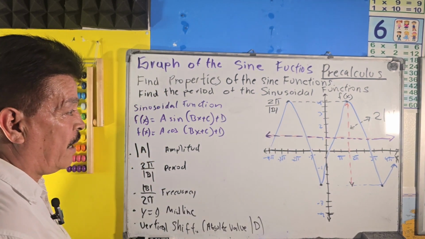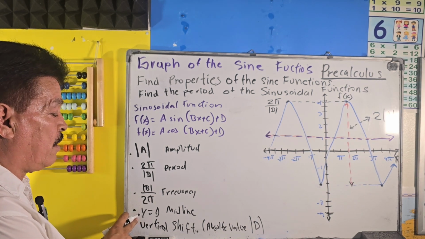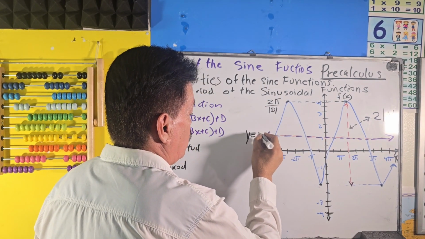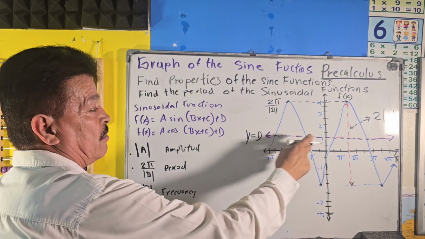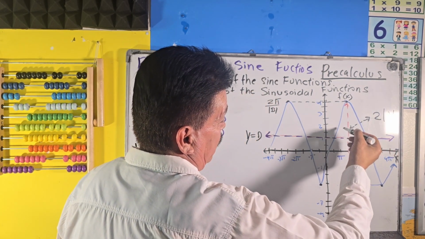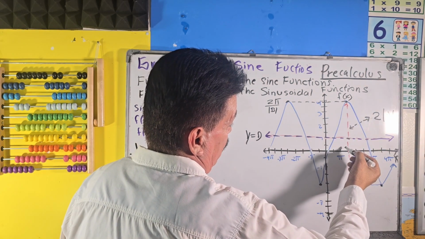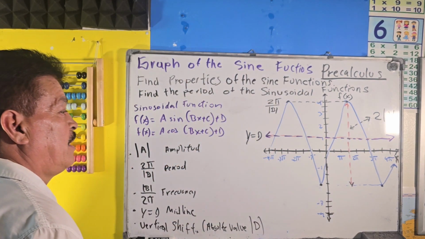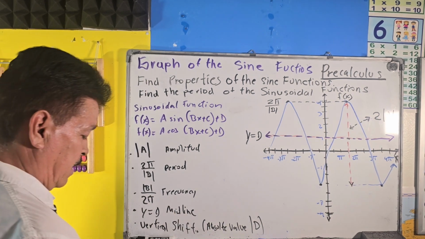Also, what else do we have in the graph? We have the middle line. The middle line is this one here, y equals d. It's exactly the middle of the graph. For instance, right here we count 1, 2, 3, 4, 5, 6. I think that's everything in the graph.